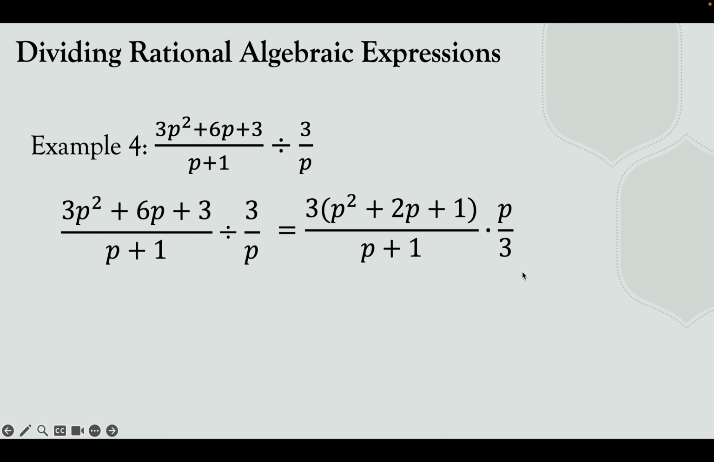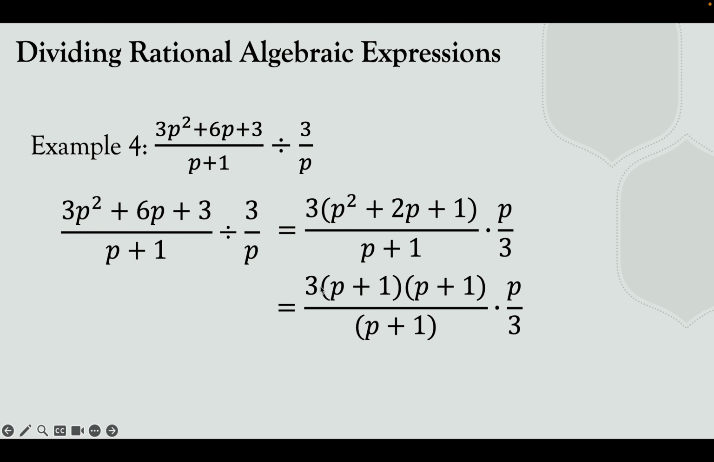Now notice the term here. You can also factor that one, and that is (p + 1)(p + 1). P times p, p squared; p times 1, we have 1p; 1 times p, we have 1p, so that means we have 2p; and 1 times 1, we have 1. Now notice that we can cancel out p + 1 in your numerator and p + 1 in your denominator. And also 3 in the numerator and 3 in the divisor terms. So that means the remaining terms now we have (p + 1) times p over 1.